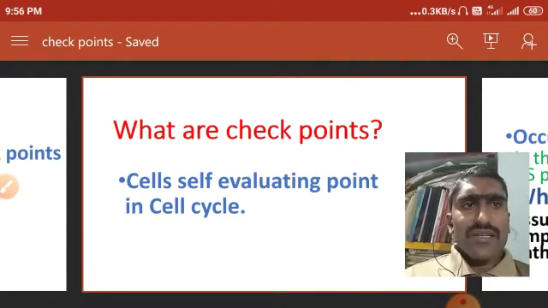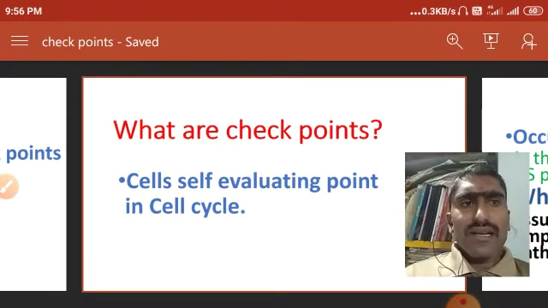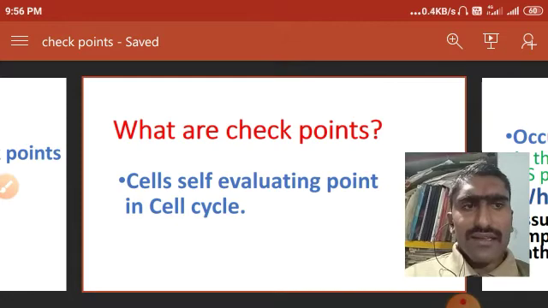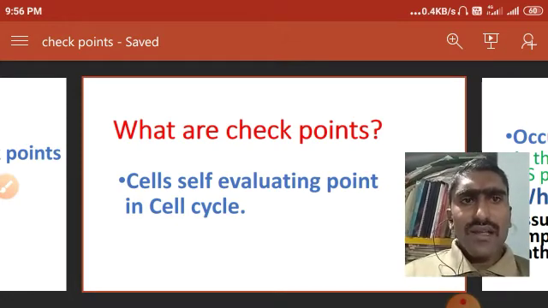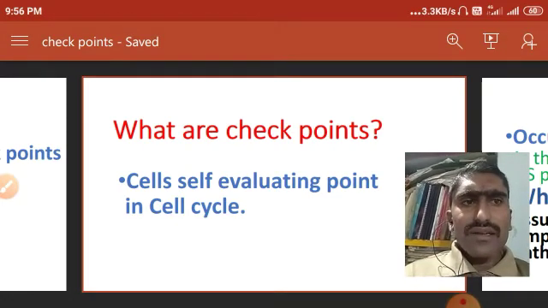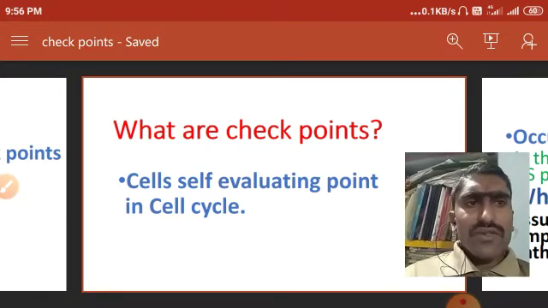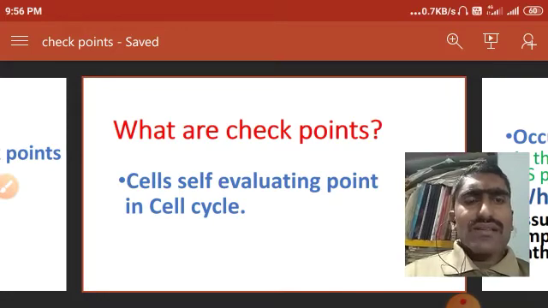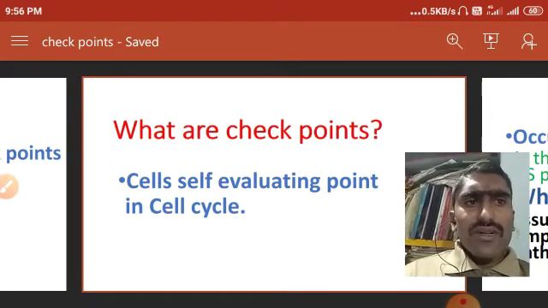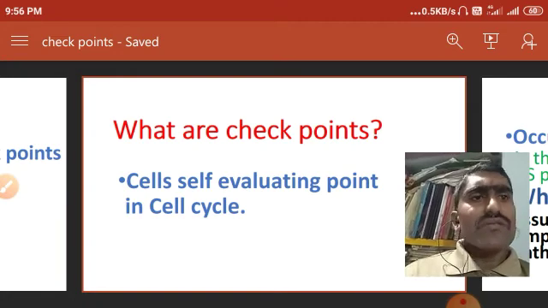What are checkpoints? These are particular points in the cell cycle where the cell evaluates itself to see whether it is ready to divide or not. During the cell cycle, the cell is going to divide for the production of new cells, and during this process there are some checkpoints. The cell evaluates itself whether it is ready to divide or not. That is why. So, clear.